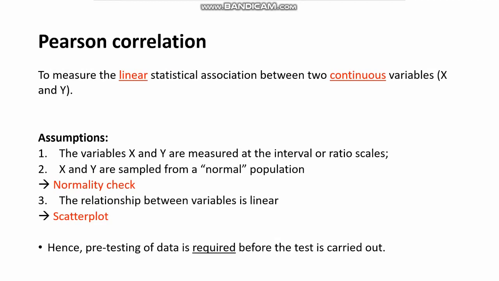Otherwise, you have to use the non-parametric version of Pearson correlation, which is a distribution-free test, which is the Spearman rank correlation. And if the relationship between two variables, x and y, was not linear, again, you can use transformation to probably linearize the association, or you have to use the non-parametric version.